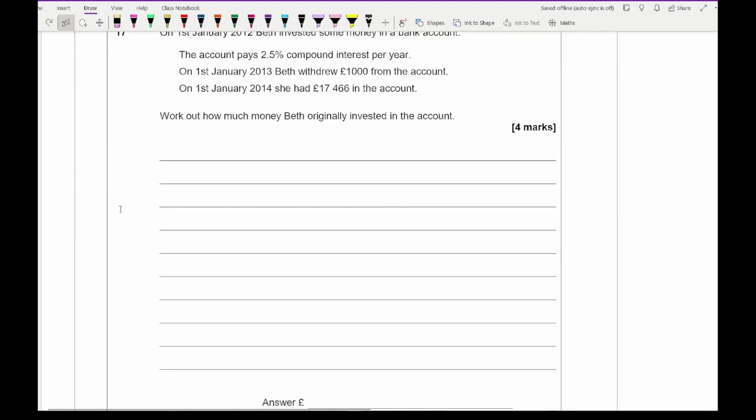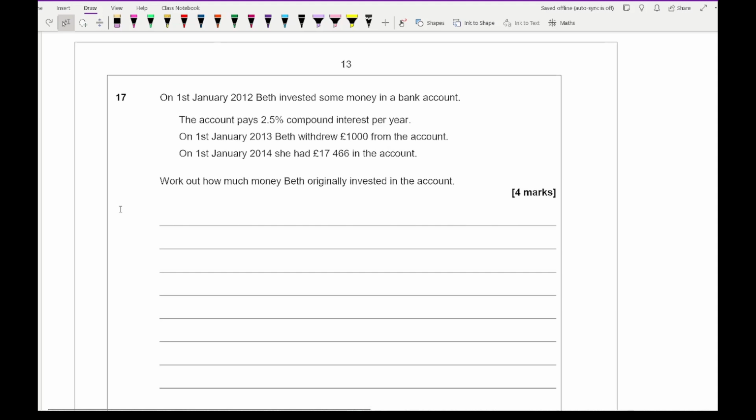Then moving on to question 17, it says that on January the 1st, 2012, Beth invested some money into a bank account. The bank account pays 2.5% compound interest per year. On 1st of Jan 2013, she withdrew £1,000, and on the 1st of Jan 2014, she had £17,466 in the account. Work out how much money Beth originally invested in the account.